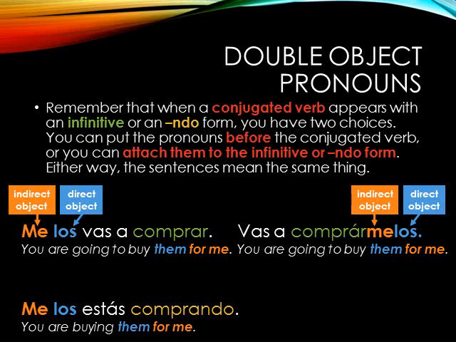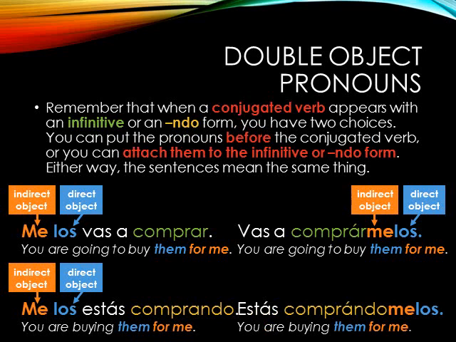All right. With the -ando and -iendo form, I'm going to show you an example of this. So, me los estás comprando. Estás is our conjugated verb. We're going to put the indirect object first, then our direct object pronoun after. So you are buying them for me. Just normal. However, we can also attach this to the end. So we can say, estás comprándomelos. So you are buying them for me.